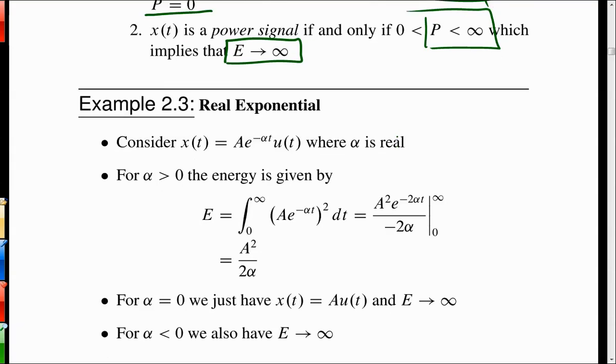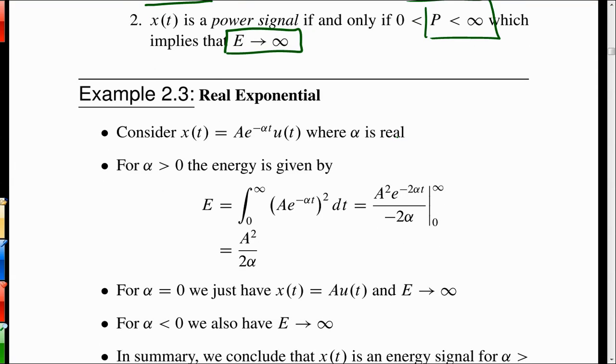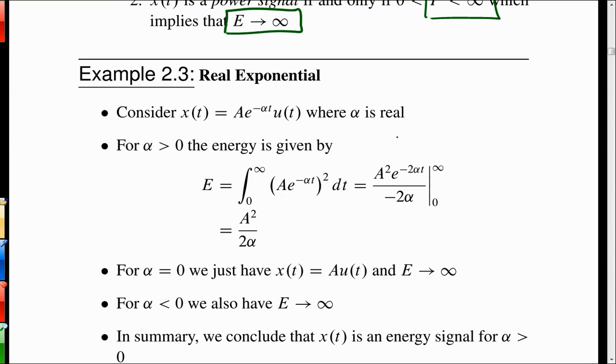So this real exponential provides a good example of a signal that can take on all three of those forms just by choosing the exponent alpha. So usually you think of an exponential as something that comes along and spikes up and then decays down. So a e to the alpha t u of t would just do something like that. But that's only if alpha is positive. So that's the energy signal case.